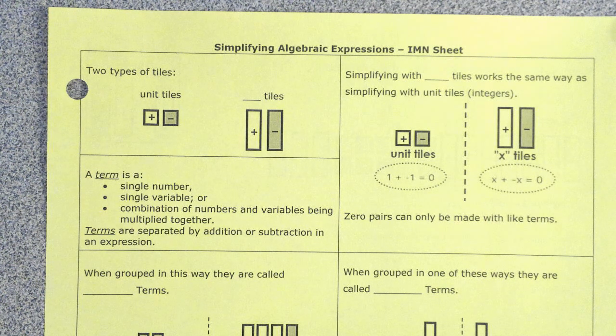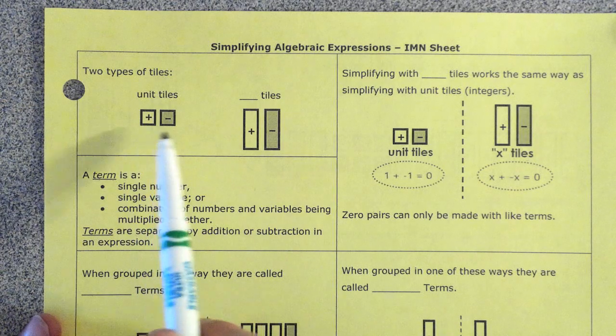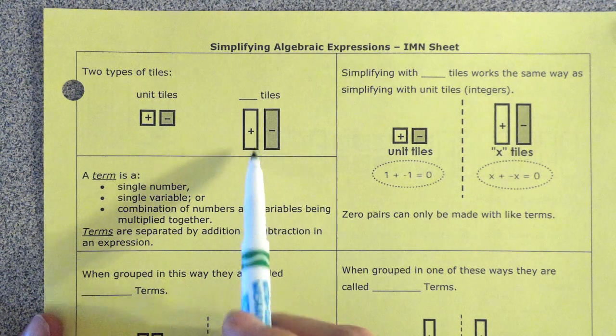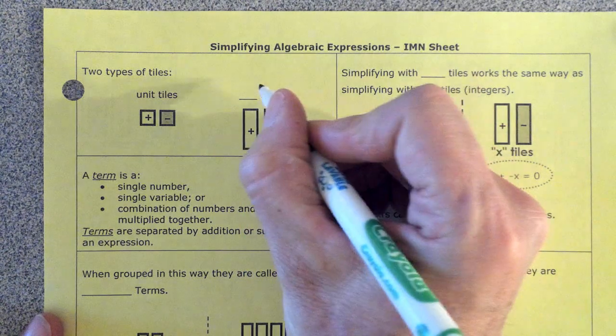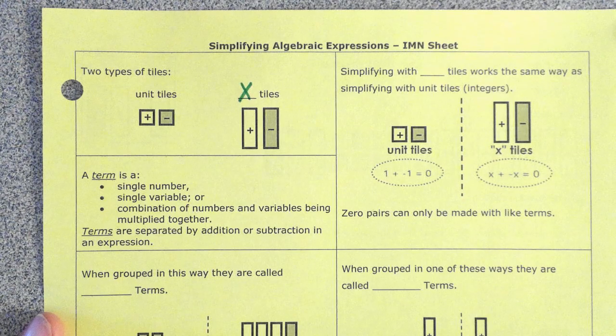Okay, simplifying algebraic expressions note sheet. So if you were absent today, hopefully you've printed this from our webpage and you can copy the notes and be caught up. There's two types of tiles that we are going to be using. We have the unit tiles, which we've used in our integer units, and we have these long rectangle tiles. These are going to be representing our x tiles, also known as the cows.